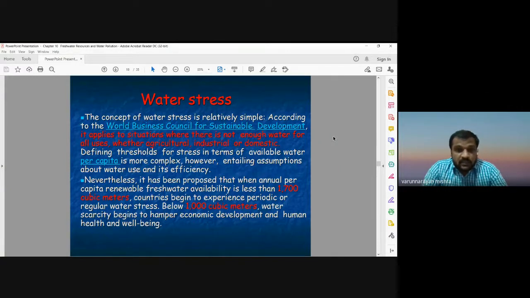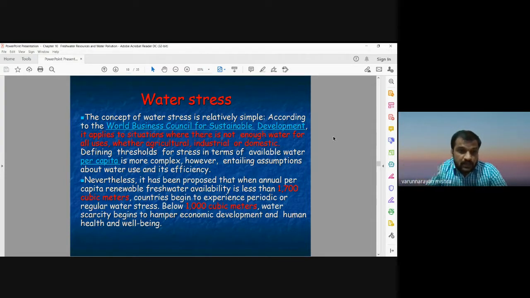The concept of water stress is relatively simple, and according to the World Business Council for Sustainable Development, it applies to the situation where there is not enough water for all uses, whether agriculture, industrial, or domestic. When there is a scarcity of water, a lack of water for different agricultural, domestic, and industrial uses, that condition is considered water stress.